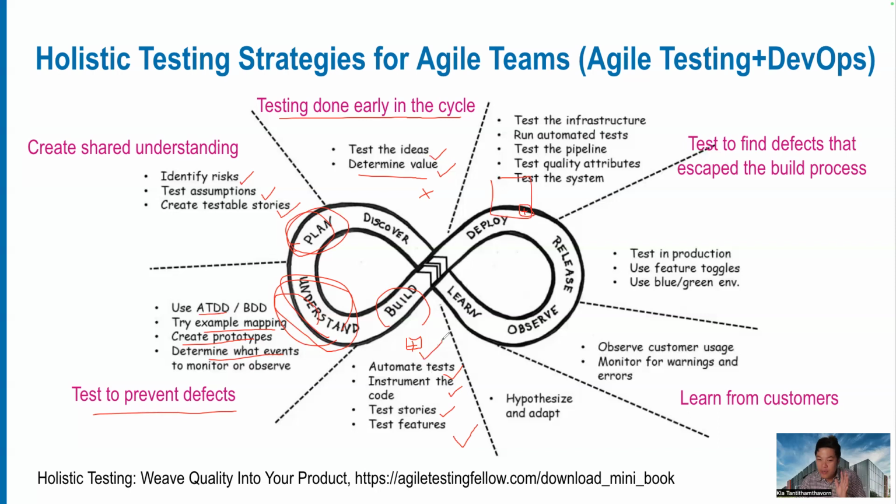So once you do the unit test, you need to do the integration test as well. Test the infrastructure, run the automated tests, test the whole pipeline, test the quality attributes, whether the UI is good or not, efficiency, performance, test the whole system. And then you can release to the end users, right? So that's testing in production. Use the feature toggle. You can use the blue-green environment as well.